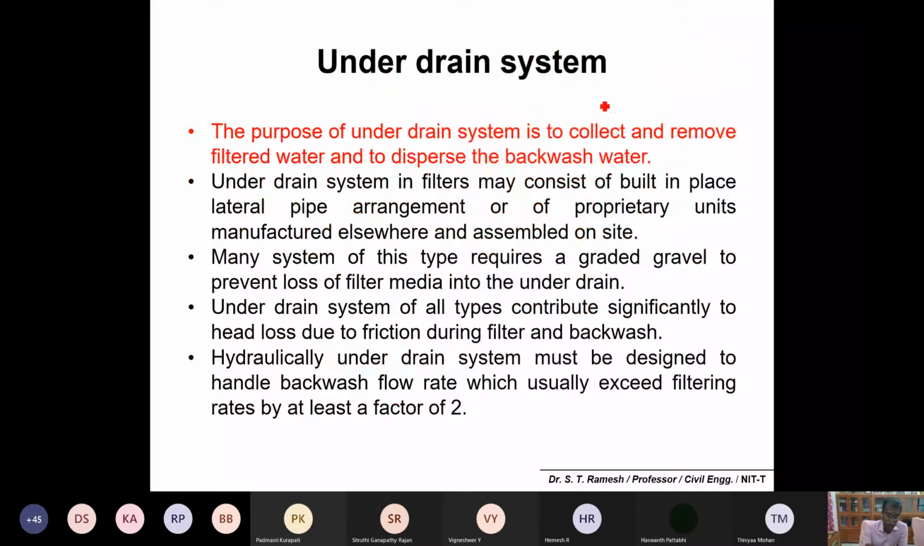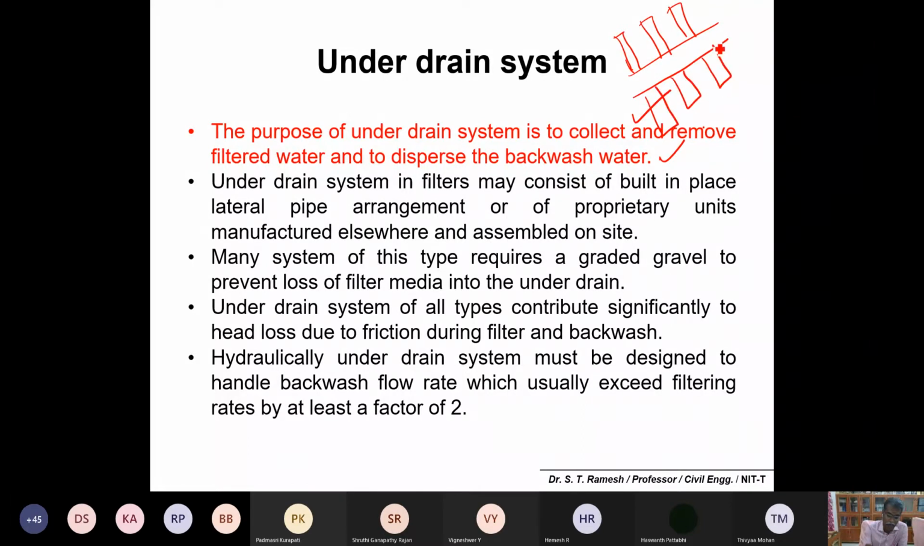The underdrain system's purpose is to collect the treated water and, at the same time, to disperse the backwash water at the time of backwashing. Please make a note. This underdrain system consists of a central pipe called the manifold, and the small pipes on both sides are called laterals. The small pipes emanating from the central manifold pipe are called laterals.